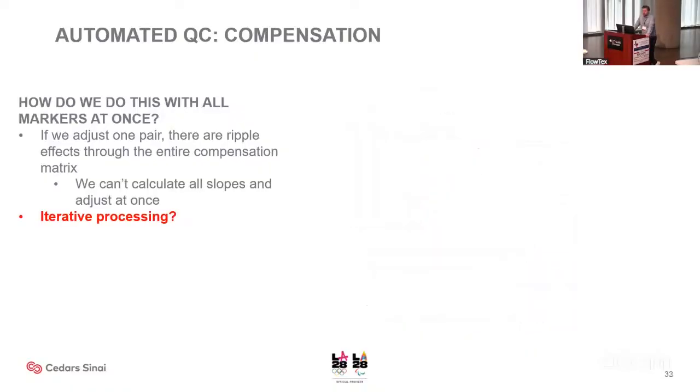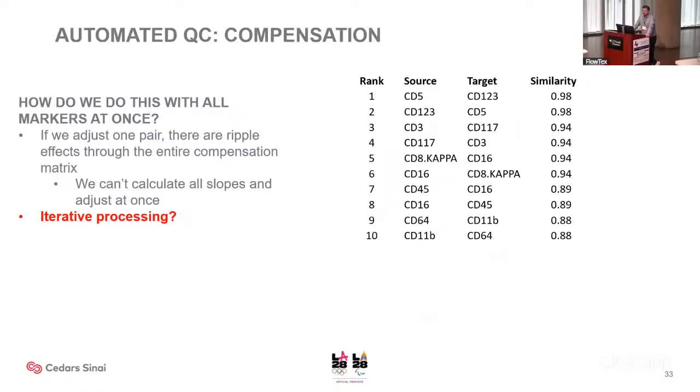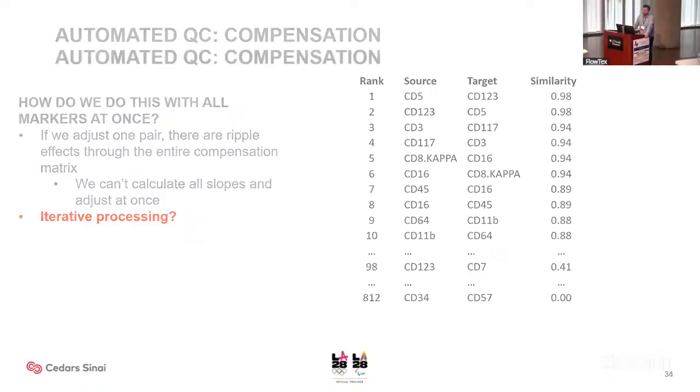The way we do this is we first look at all of our combinations of fluorophores. This is just the markers, not necessarily the fluorophores here, but for reference, CD5 is Super Bright 436, CD123 is BV421, so very spectrally similar, and they have a high similarity. So we get all of the pairs of our similarity indexes, and really we have 812 combinations. And when we do all the possible combinations together, it's a wide range of similarity scores.